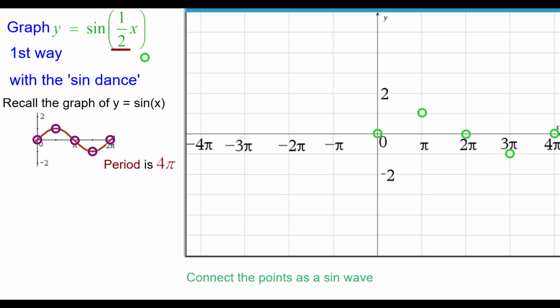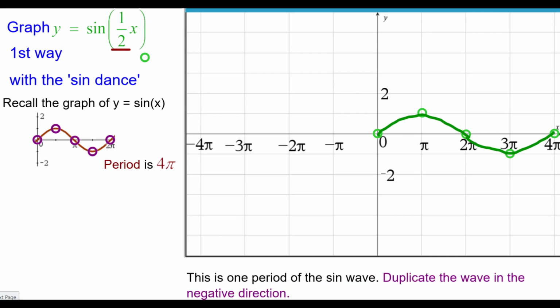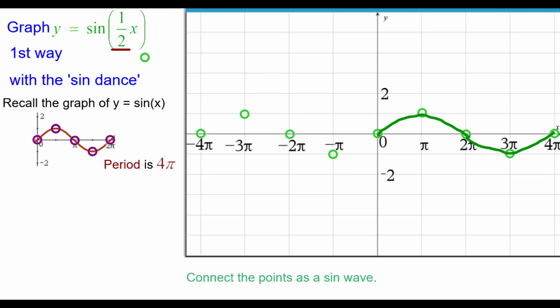Connect the points as a sine wave, a frown or concave down, a smile, concave up. This is one period of the sine wave. Let's duplicate the wave in the negative direction. So we're going to go back one period, 4 pi, from that point of inflection. From this point back 4 pi, another point of inflection back 4 pi, and from this minimum 4 pi. Connect the points as a sine wave, concave down, concave up.